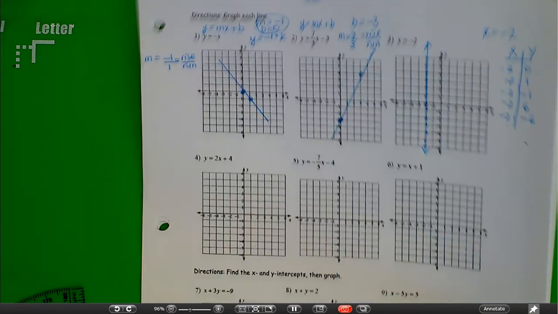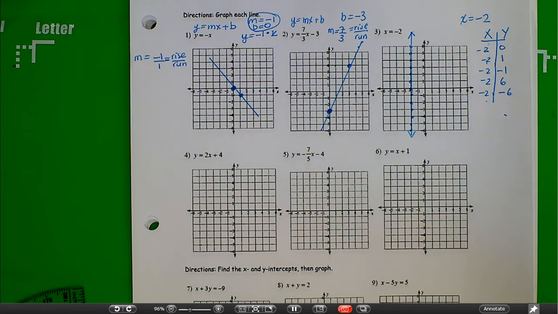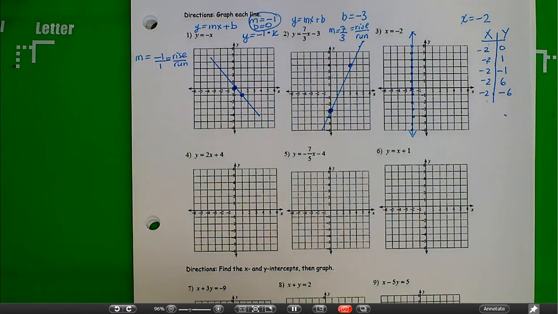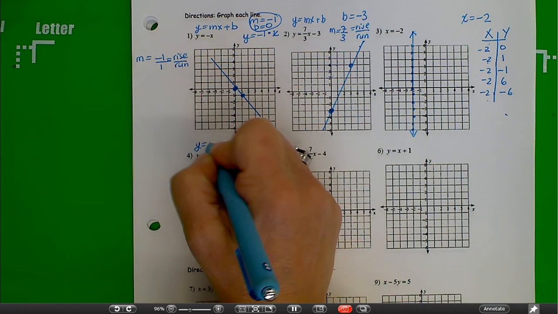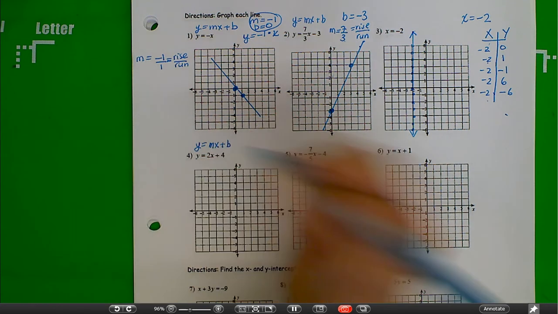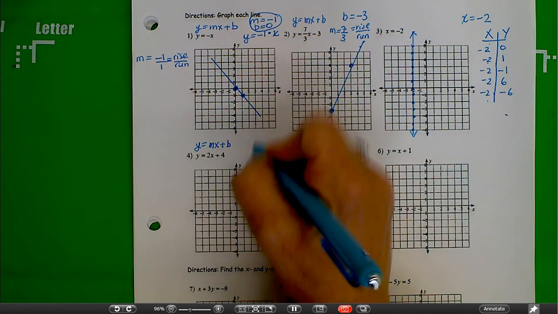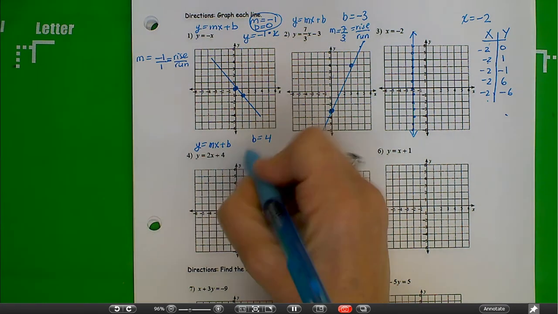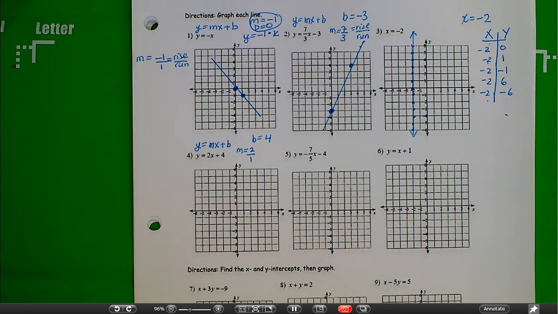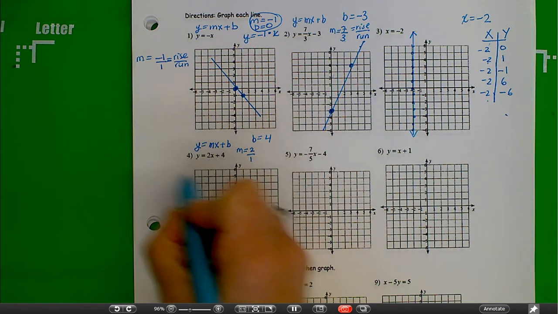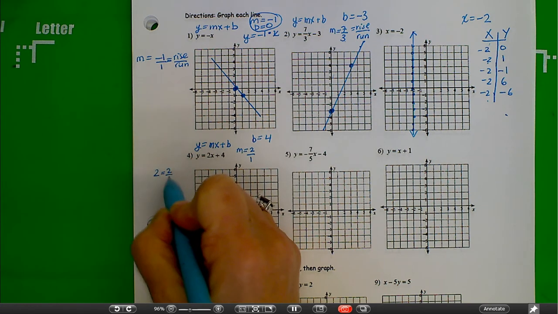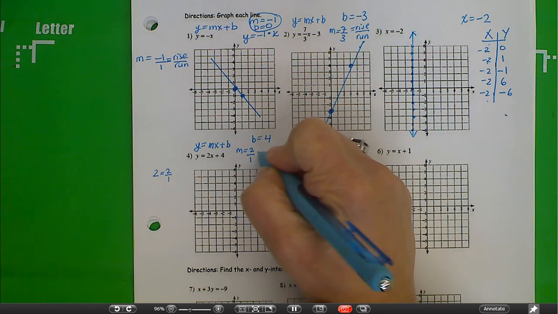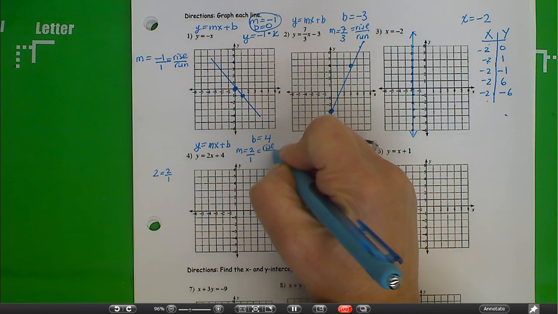Let's move on to the next question, question 4. We have y equals mx plus b. We have b is equal to 4. And we have m is equal to 2 over 1. Okay? Because 2 is the same thing. 2 is equal to 2 over 1. It's the same thing, which is equal to rise over run.